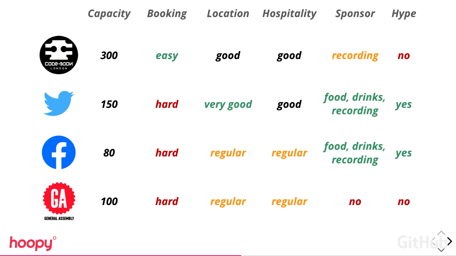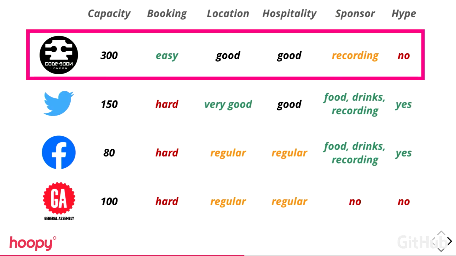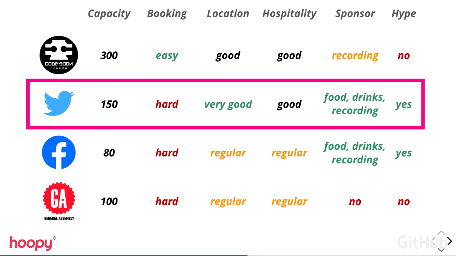Look at this matrix. Okay, good capacity, really easy booking. You send an email, get hospitality, recording, no hype. Everybody goes there to run every single event. There's no hype. Okay, let's make it a little bit more interesting.